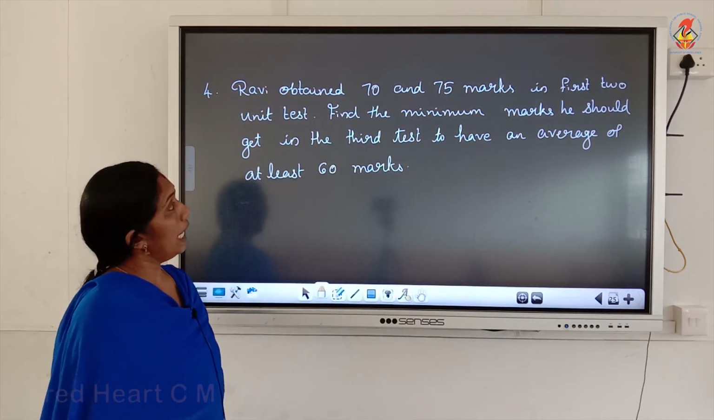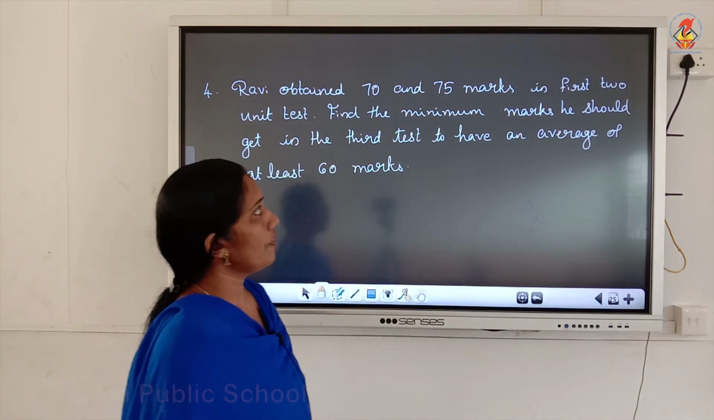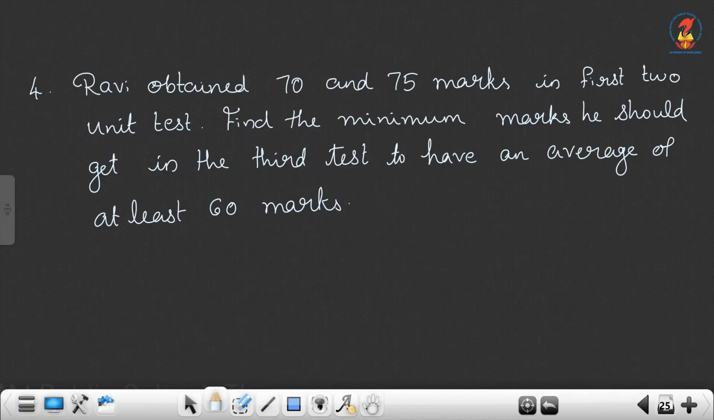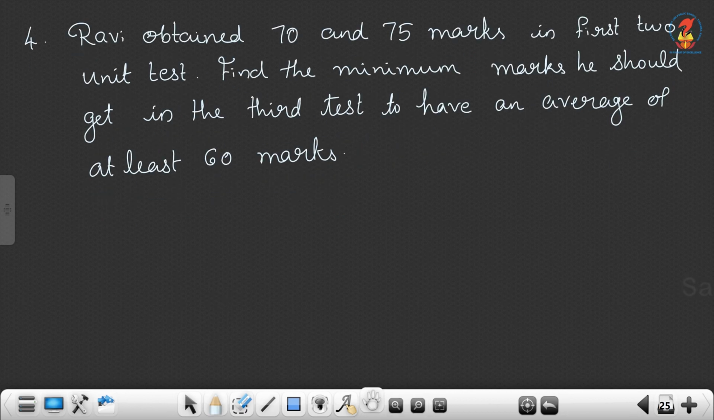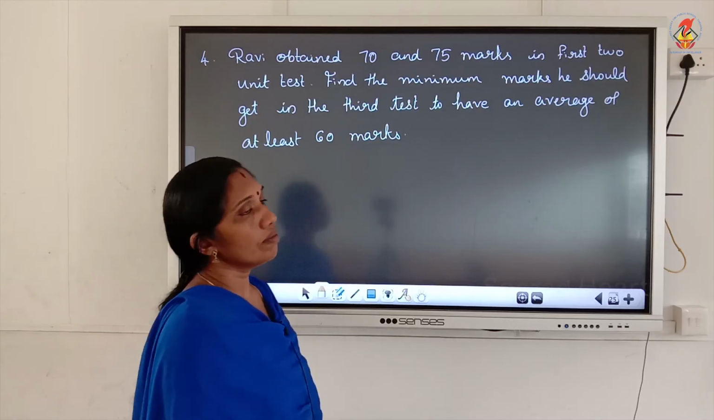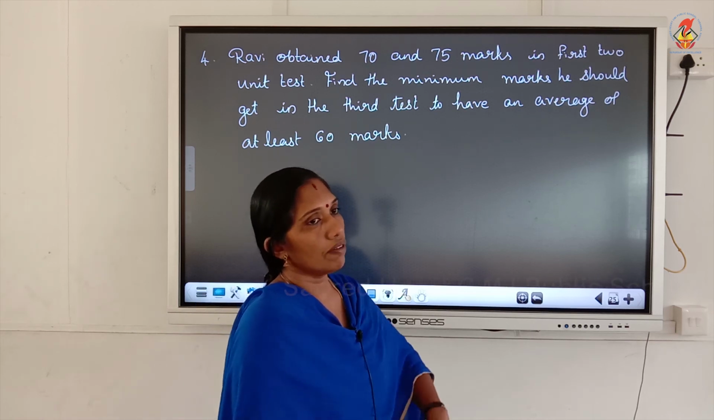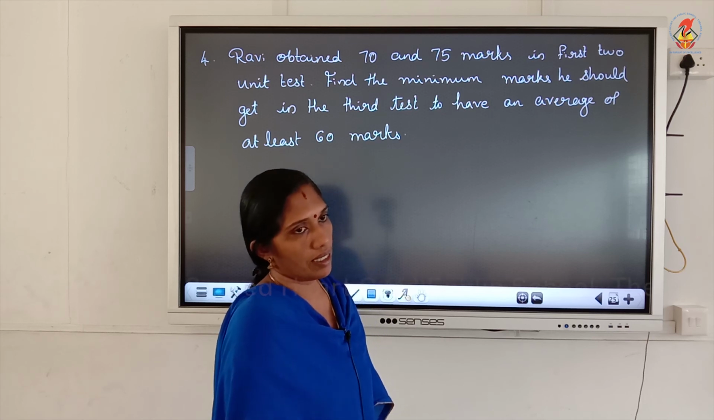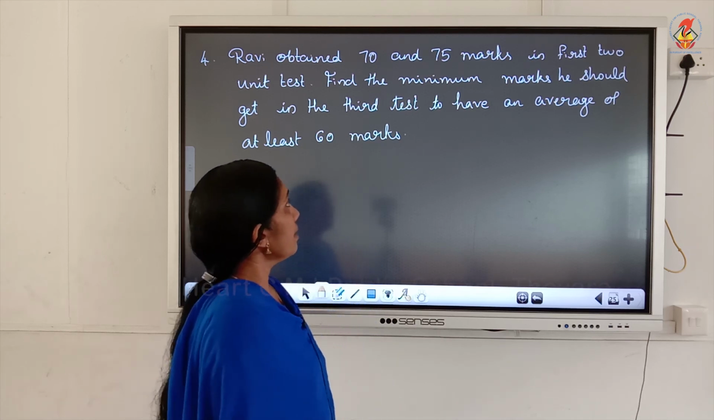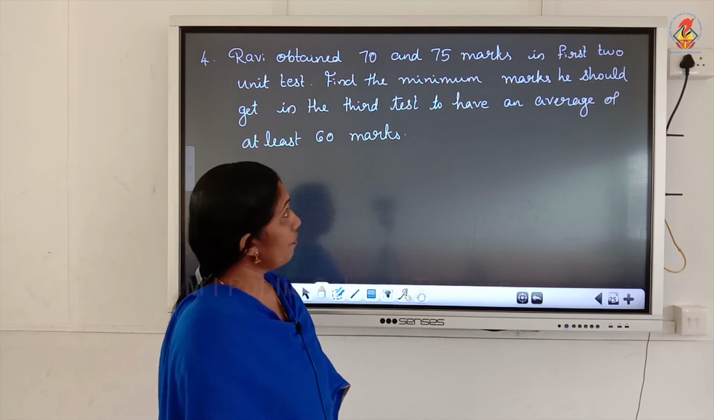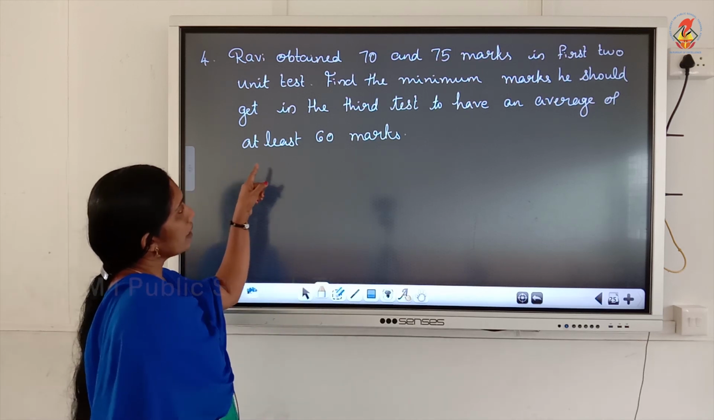The next one. Ravi obtained 70 and 75 marks in first two unit test. Find the minimum marks he should get in the third test to have an average of at least 60 marks. Okay. So there are three tests. In the first two tests, Ravi got 70 and 75. We have to find what is the minimum marks in third test such that the average of these three is at least 60.